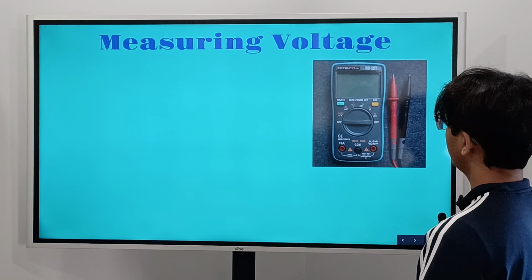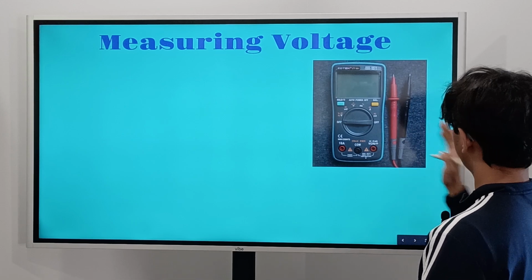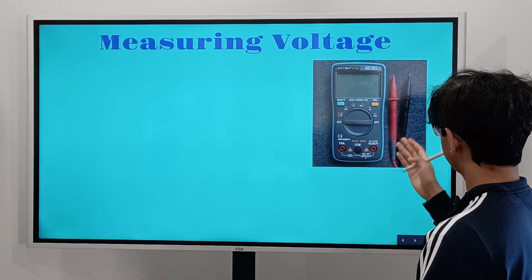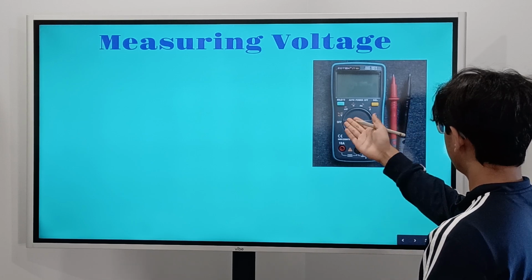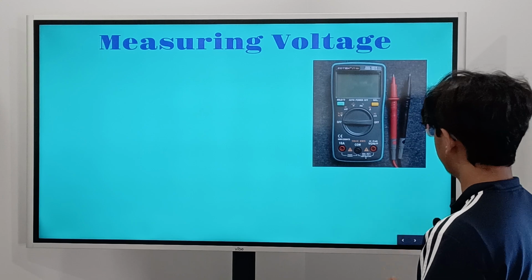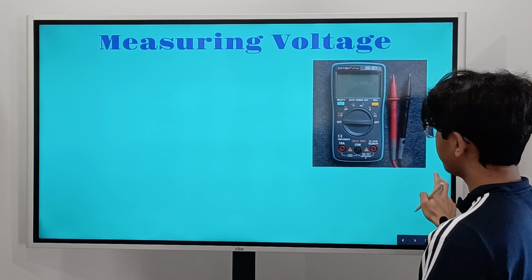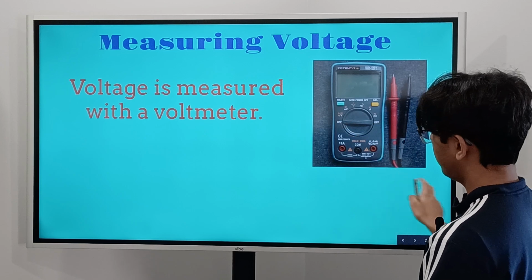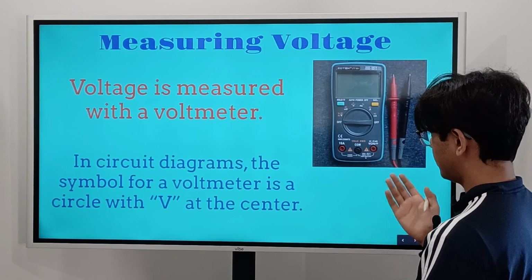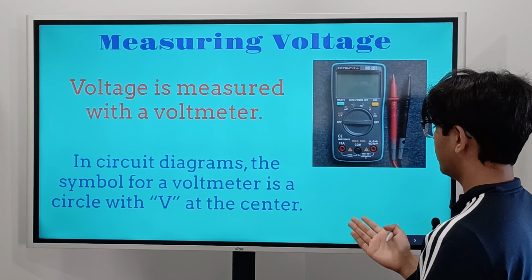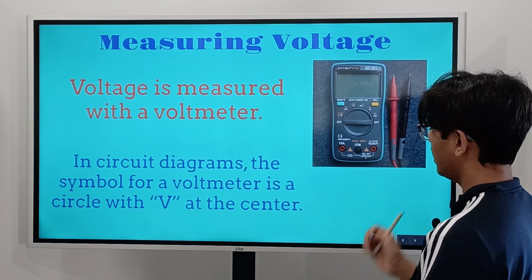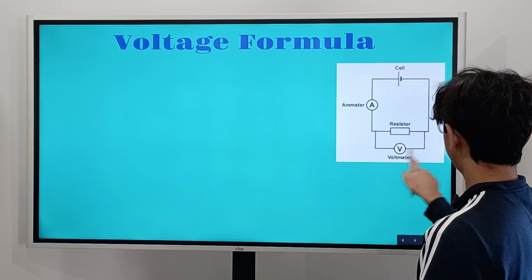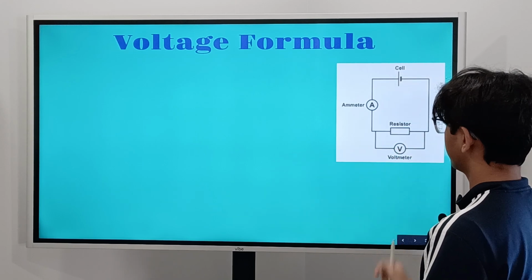So now let's go over measuring voltage. Here we can go back to the first image that we saw when we started this video. This is a multimeter, which you can use to measure voltage, and many other things as well. Voltage is measured through a voltmeter, and in circuit diagrams, the symbol for a voltmeter is a circle with a V at the center of it. So you can see it looks like this.